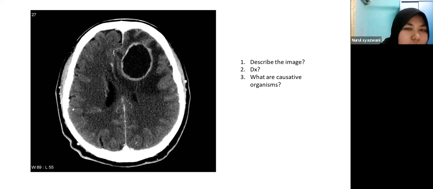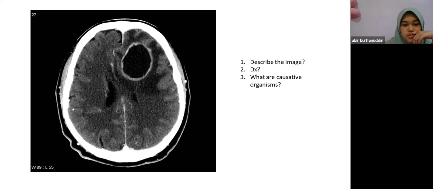So we can see there is a midline shift. It shifts the midline to the left side. And we can see surrounding there is edema, cerebral edema surrounding the lesion. And the diagnosis, maybe this is a brain abscess. So the causative organism might be streptococcus.